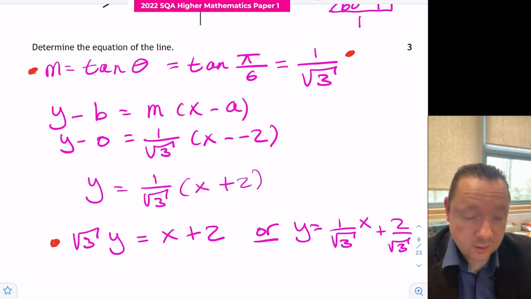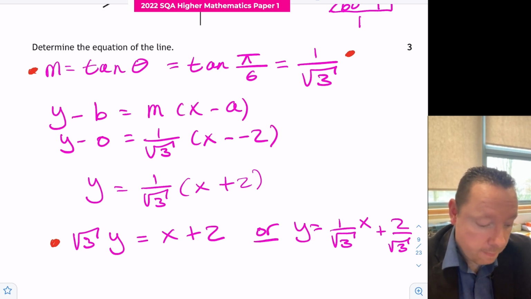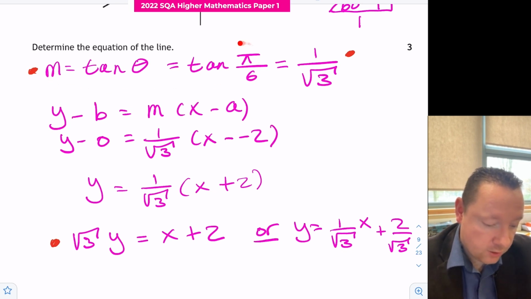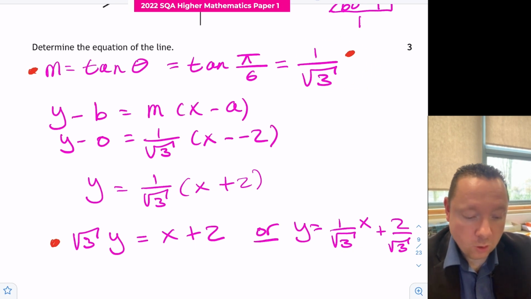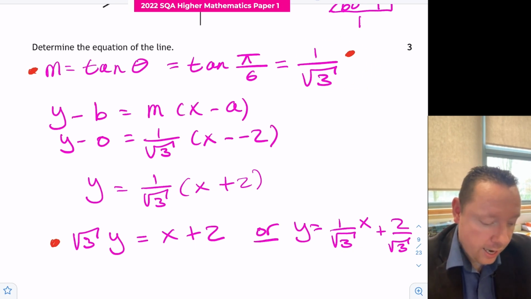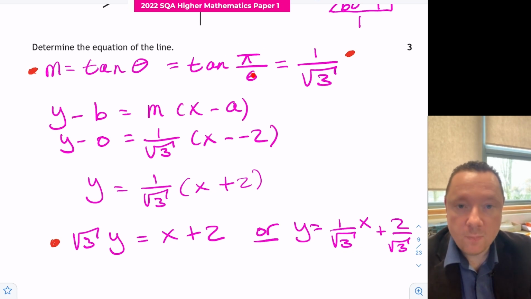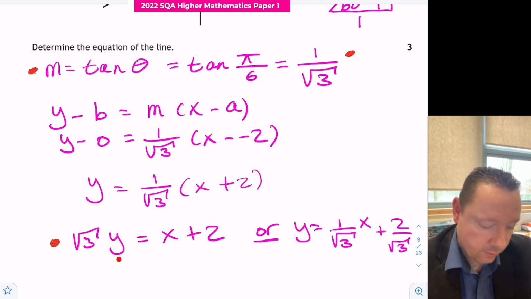To be very clear, to get your final marks on this, you really had to write m equals tan pi over 6 for your first mark. Work out that, which is 1 over root 3. If you had gotten m equals tan something else, you would lose that mark, but you could gain it at that point and then follow through.